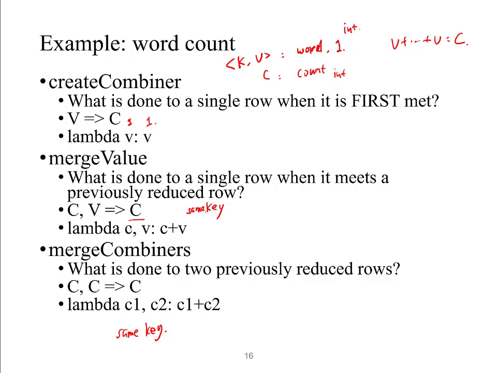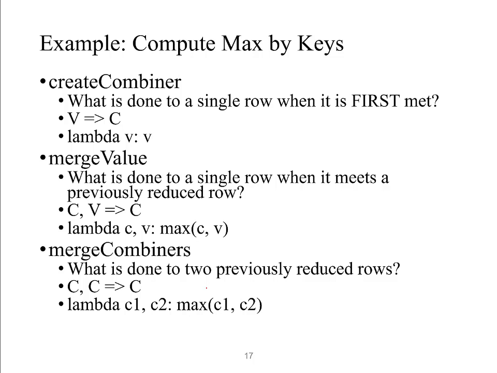Note that because C and V have the same type, which is integer, and here the C, V, or C1 and C2, they're just variable names. So we can use this same lambda or same function for both merge value and merge combiners, if you like. It doesn't matter, it's the same. All right, so let's look at another example.